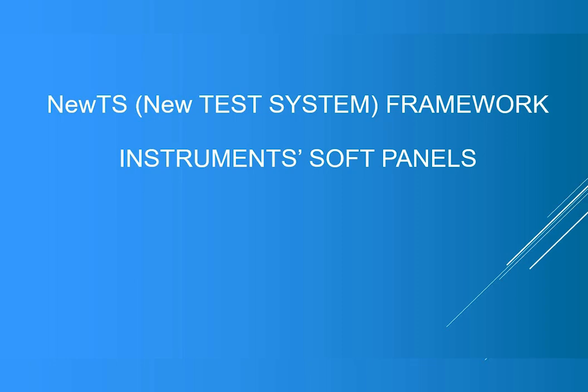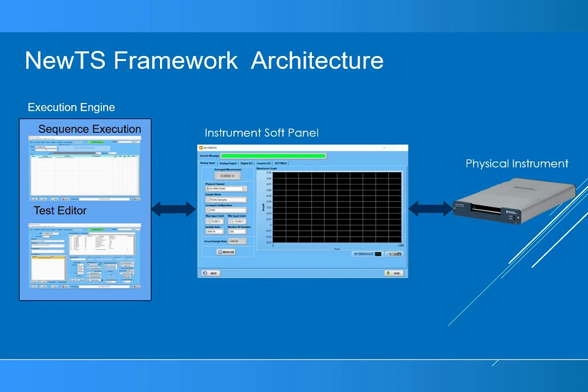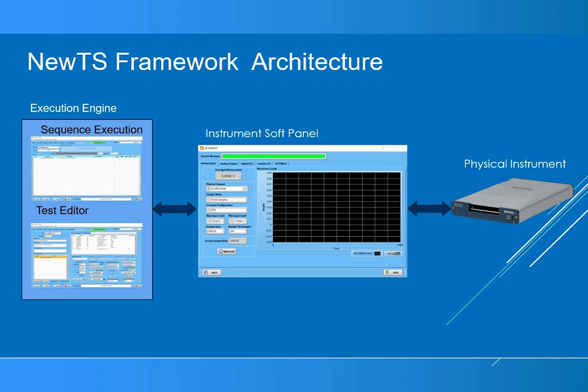In the previous video, we talked about the NewTS framework architecture and demonstrated how to create, test, and modify test cases, which are, strictly speaking, sets of instructions for an instrument's soft panels. Just as a reminder, the NewTS framework comprises the execution engine and instrument's soft panels. The sequencer, the execution engine, does not communicate with the physical instrument. Instead, it sends instructions to the specific instrument's soft panel application. Further, the soft panel sends a corresponding command to the physical instrument.